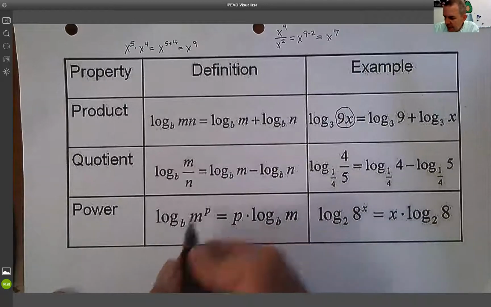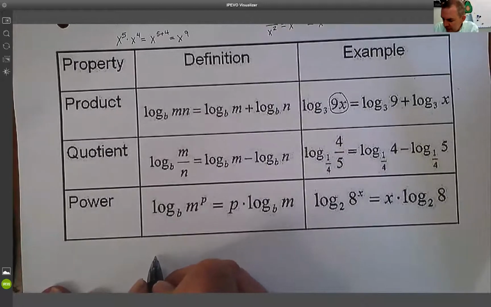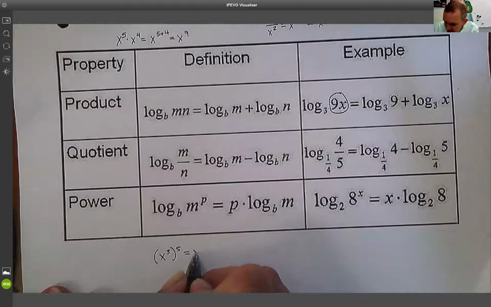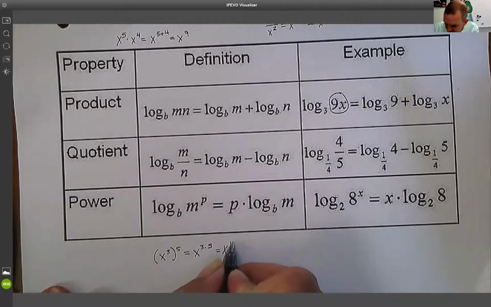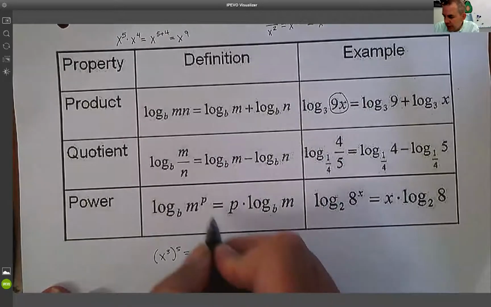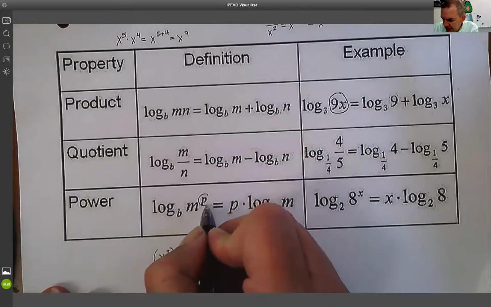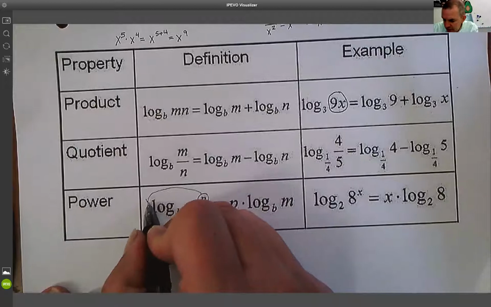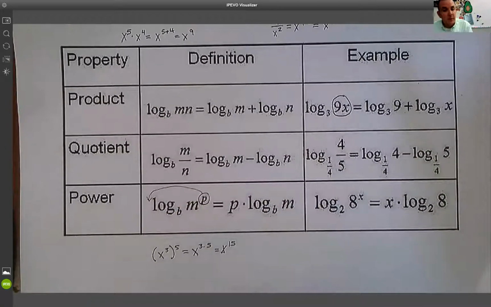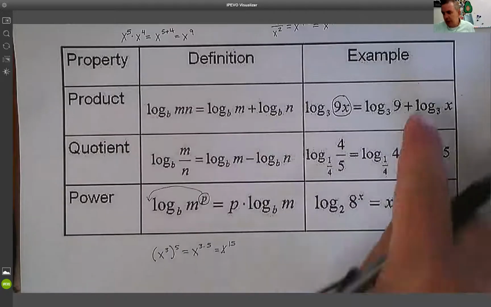And then the last one, the power of powers, is like that thing we dealt with where we had x cubed to the 5th. We multiplied, so x to the 3 times 5, x to the 15th. That's what we're really doing. But if you really want to think about it, it basically says I can bring the exponent to the front. So that's the rules, and usually the bigger one is you're going to be going backwards.